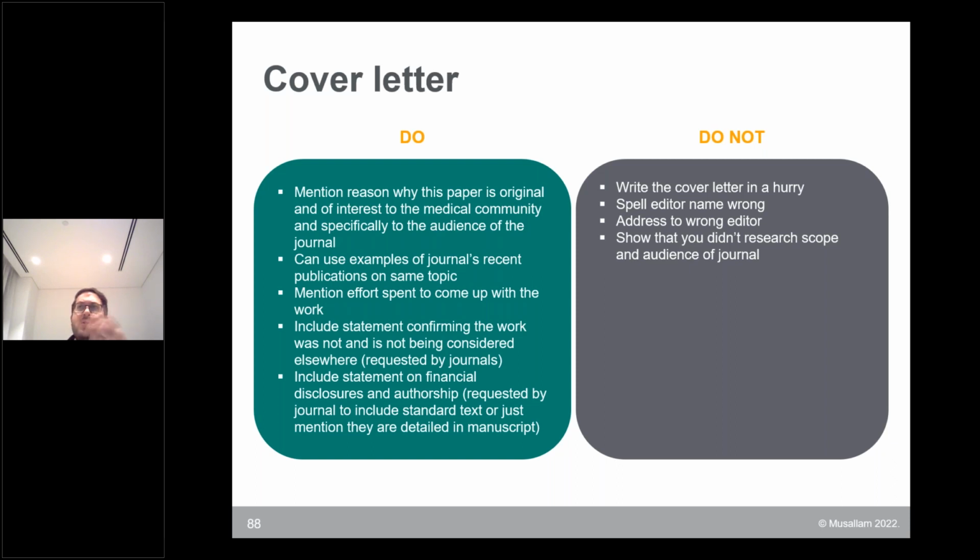Tell them that you've been struggling for the last 5 years in the country to find good survival data on a certain cancer, and this is the first time you were able to collaborate with colleagues to give them some sense of why this is important. And definitely don't spell their name wrong. Make sure you look at who the editor is to address them by name, and not just copy paste from an old submission, for example, where the editor has changed.